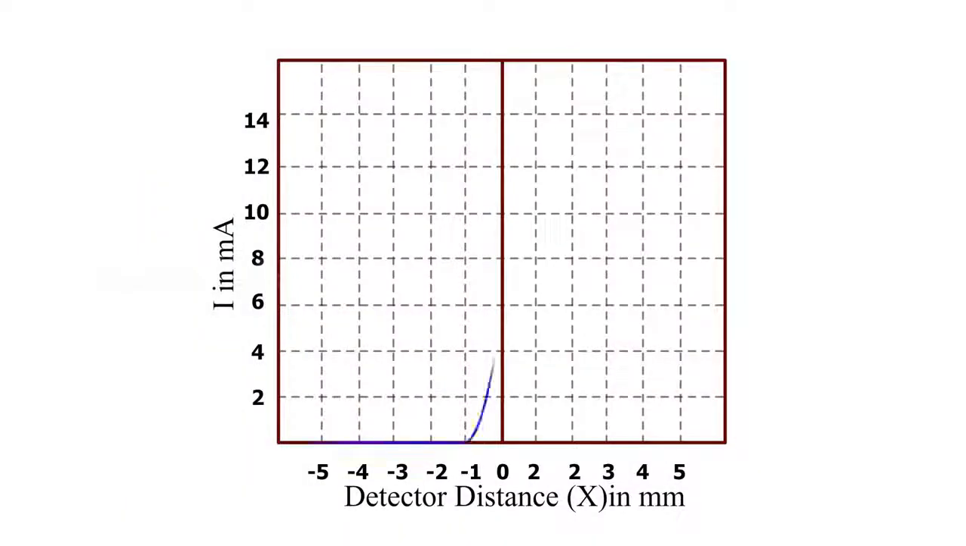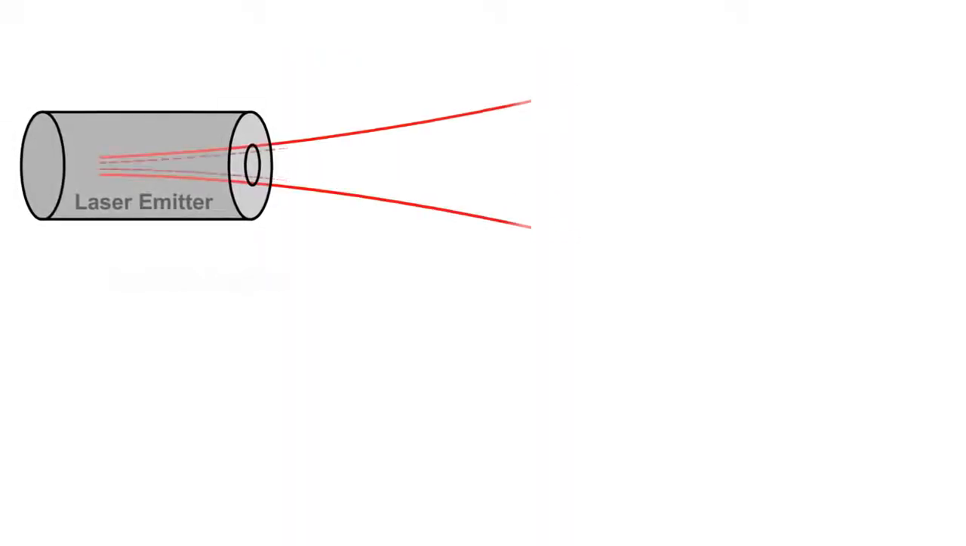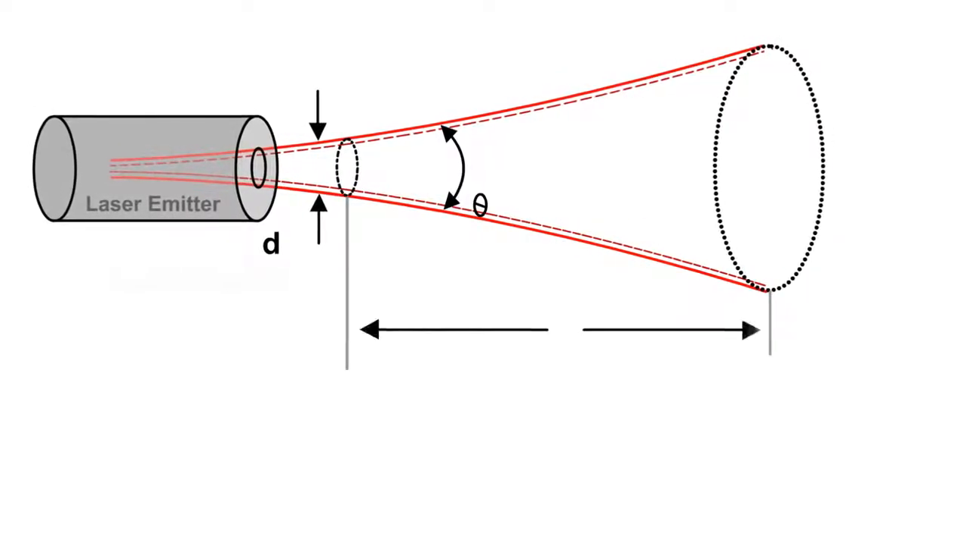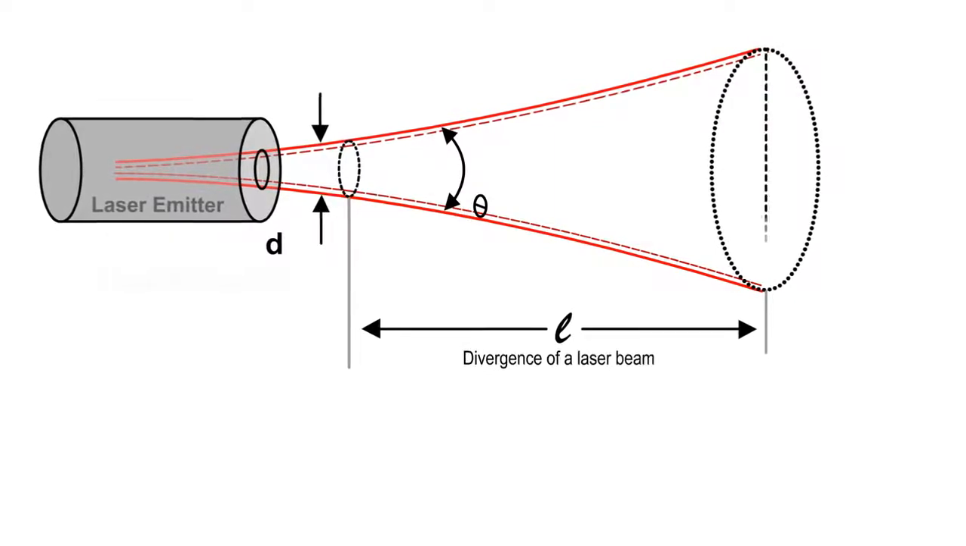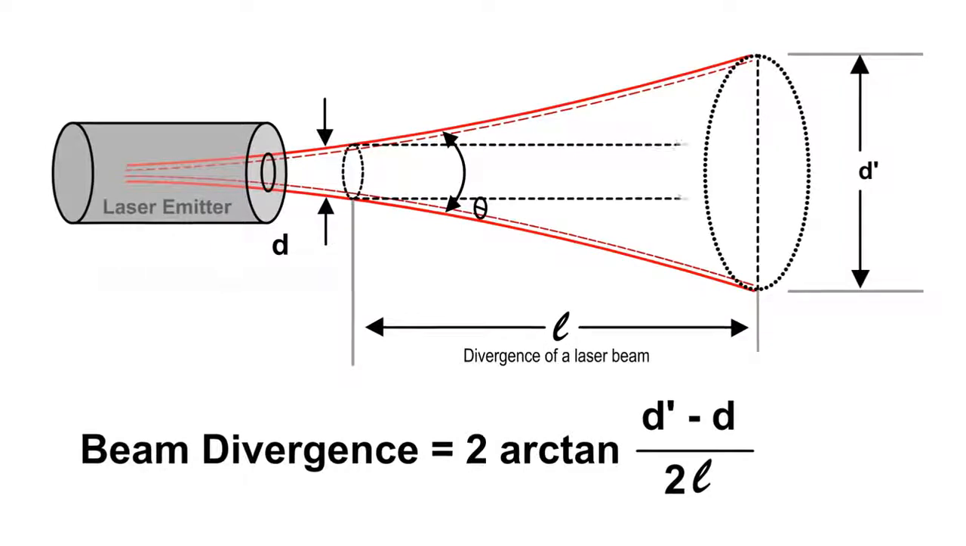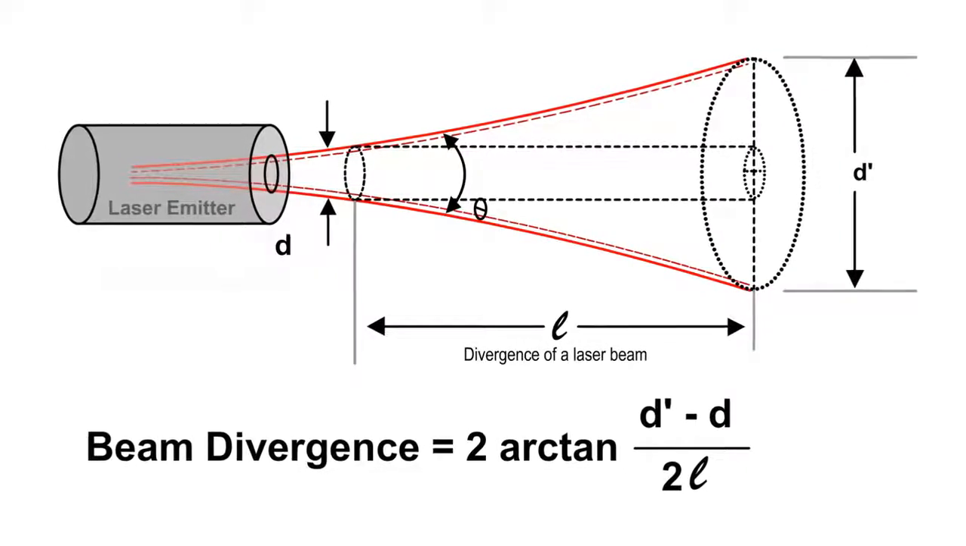Number 4. Repeat the previous step for different distances. Number 5. Calculate the beam divergence by calculating the maximum intensity of the beam, which helps in calculating the beam spot size at different distances from the laser with the help of the optical breadboard.